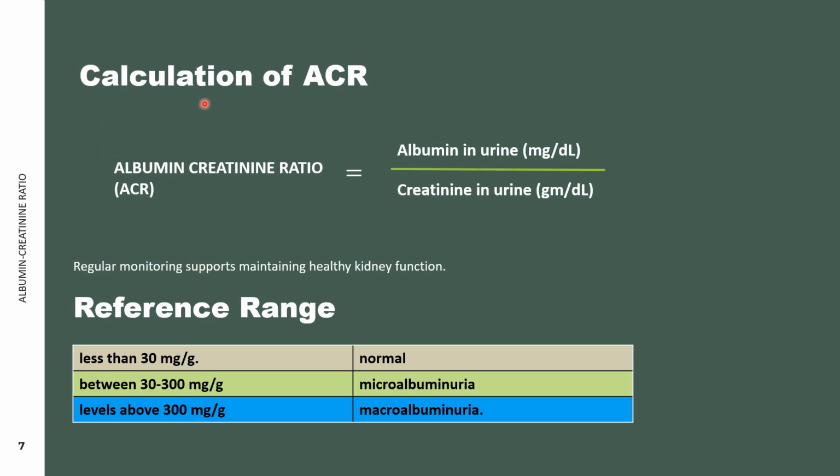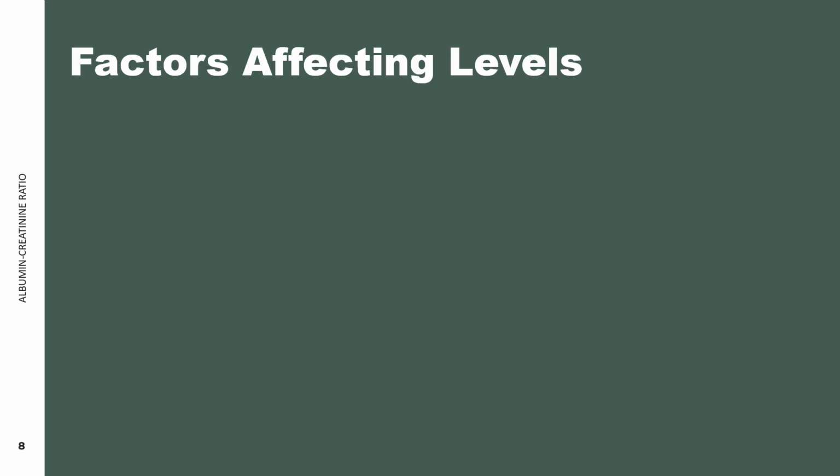Now let's see the calculation of albumin creatinine ratio. Formula is albumin concentration in urine in milligrams per dl divided by creatinine concentration in urine in grams per dl. So the unit will be milligrams per gram, and the reference range is less than 30 milligrams per gram is normal, 30 to 300 milligrams per gram is microalbuminuria, and more than 300 milligrams per gram is macroalbuminuria.